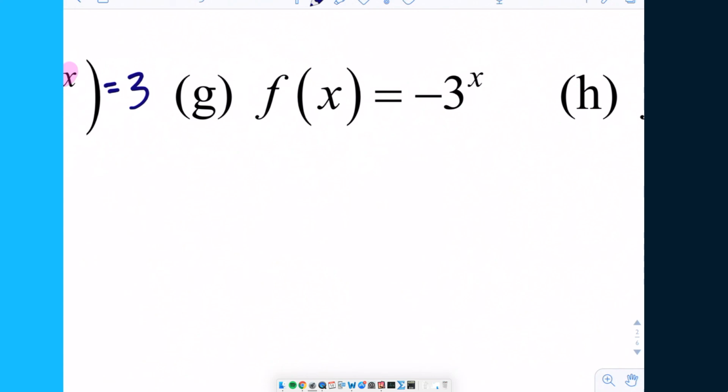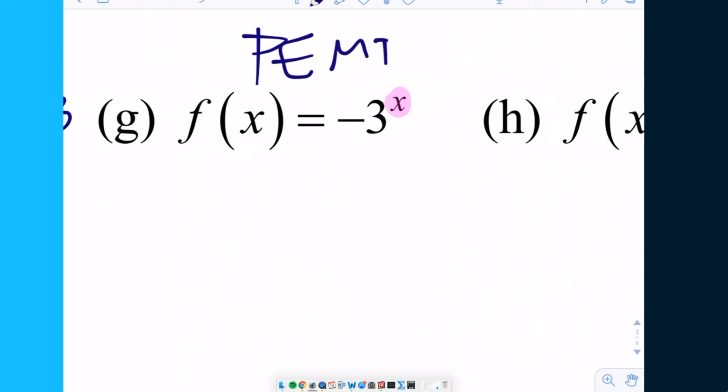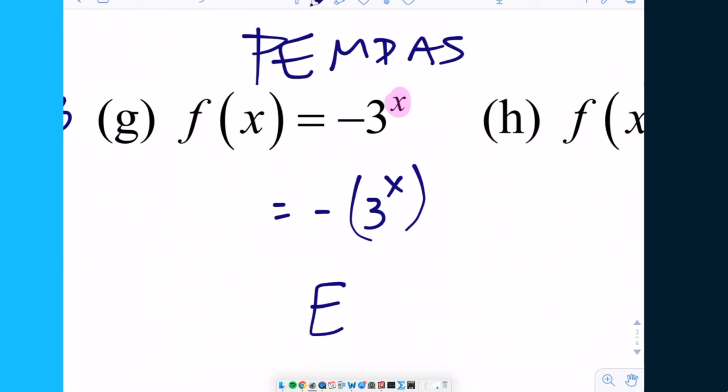-3 to the x. Exponential, yes or no? They're getting trickier. It has the variable exponent. That's good. What's the base? -3 or 3? It'll be 3 times maybe -1. Let's talk about your dear Aunt Sally. Please excuse my dear Aunt Sally. Parentheses, we have none. Exponentiation, it's 3 to the x. And then multiply, it's -1. So that is how you can write it. Does that work? Yes, it's exponential. Yeah, you're right. It's -1 times 3 to the x.